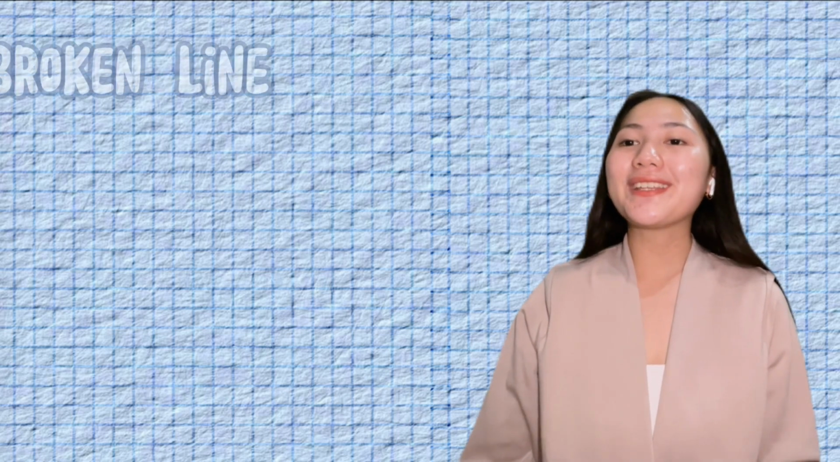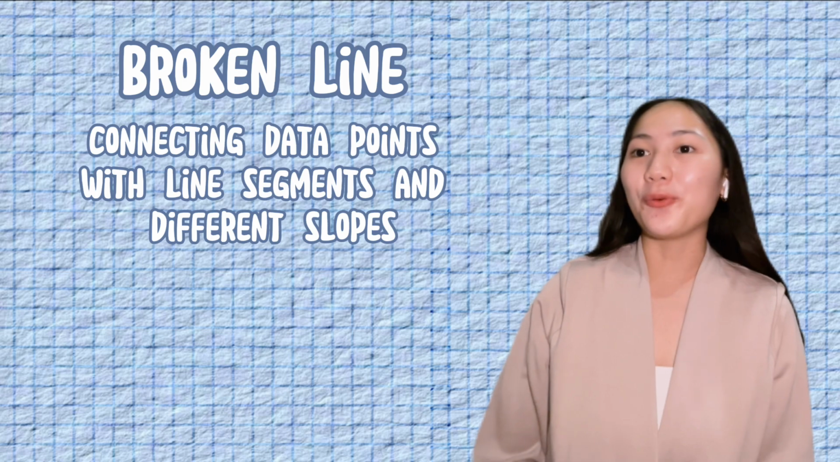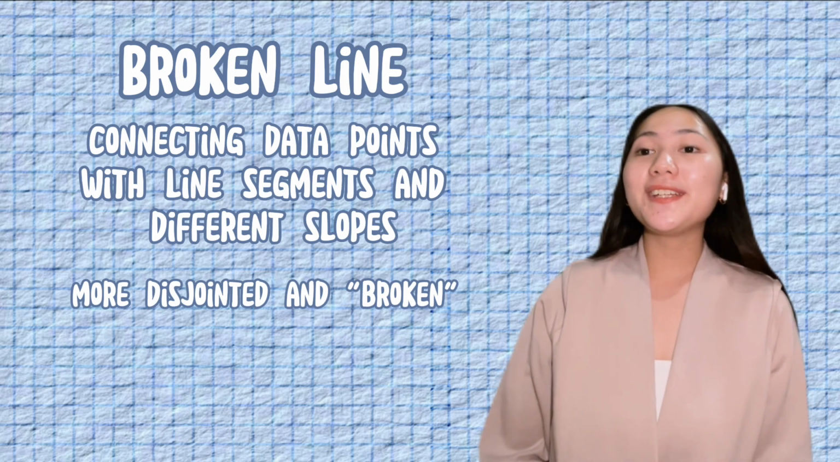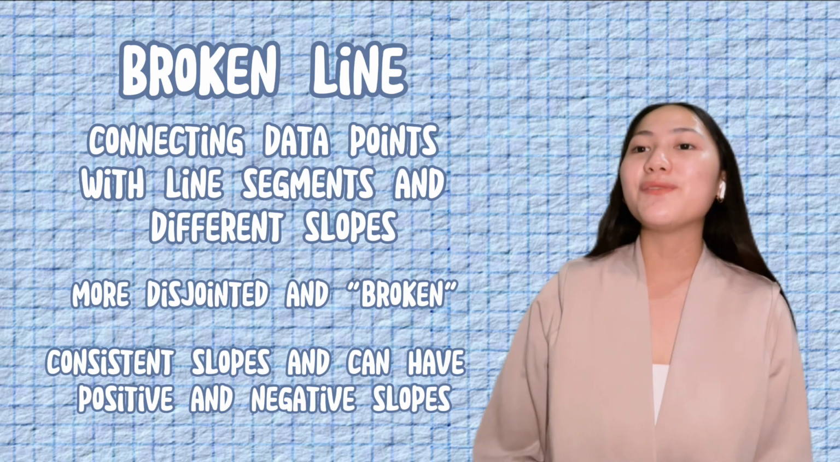So, the term broken line refers to connecting data points with line segments of different slopes. The line on this type of graph is more disjointed and broken. Subsequently, the lines lack consistent slopes and can have positive and negative slopes.